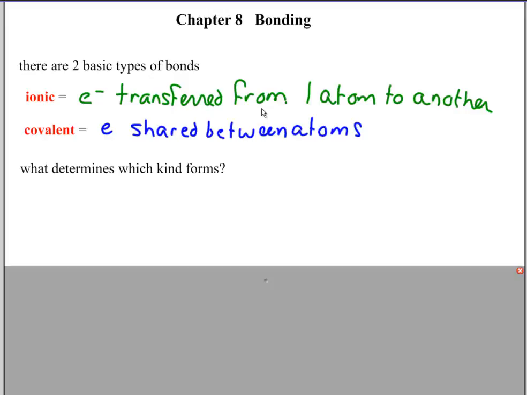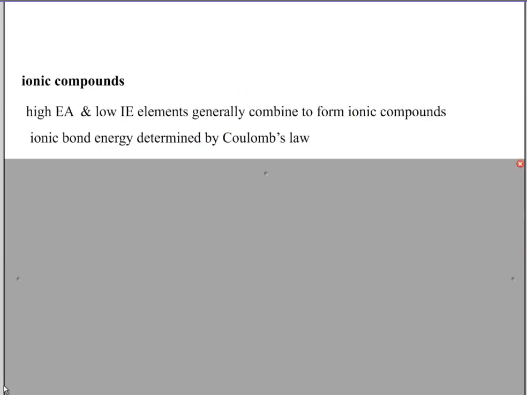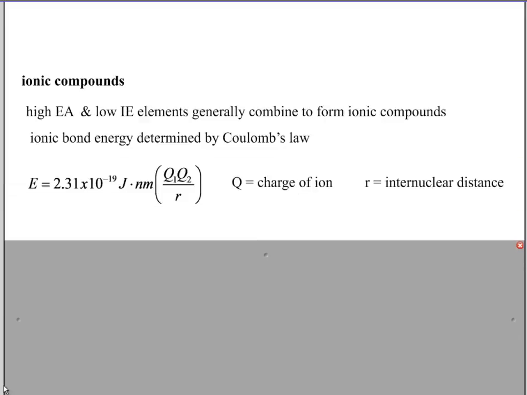And the amount of energy involved in an ionic bond is determined by Coulomb's law. We took a look at that last chapter. If I have an ionic compound, I tend to have high electron affinities, low ionization energies. And Coulomb's law, if we look at it with numbers, looks like this. The energy of the bond, which essentially is the lattice energy, equals a constant, and the units for that constant are joules times nanometers. Q is the charge of each ion, and R is the internuclear distance.